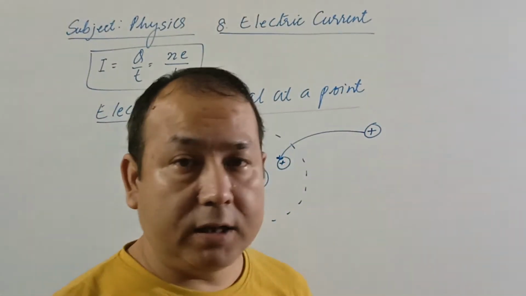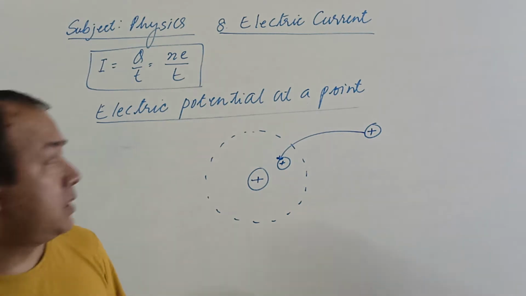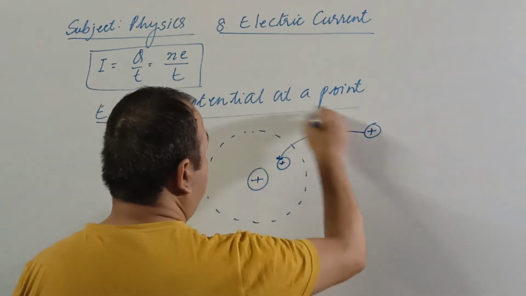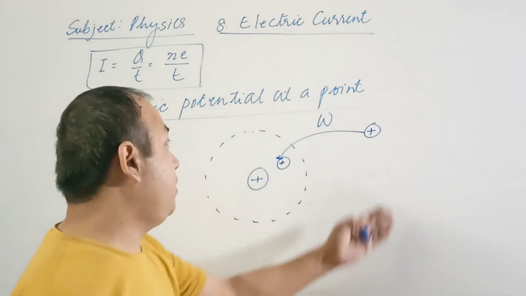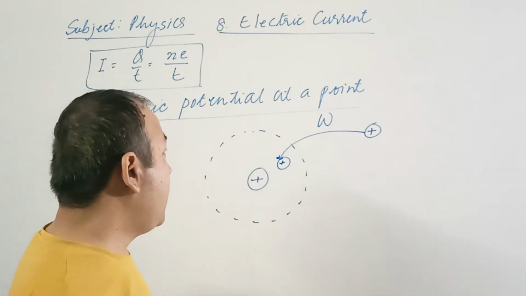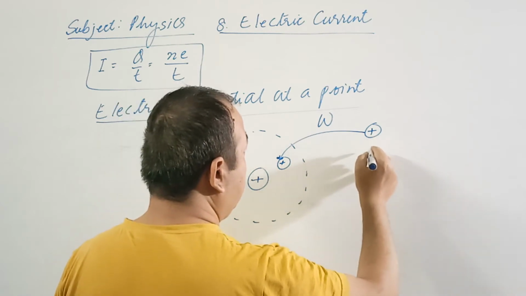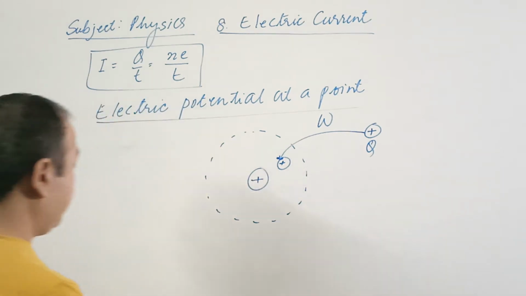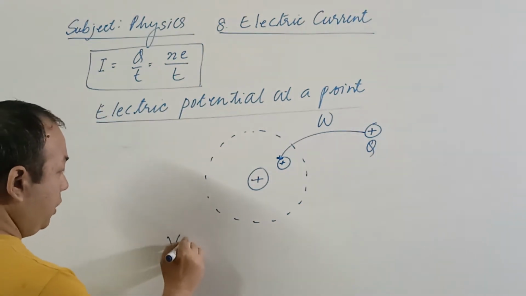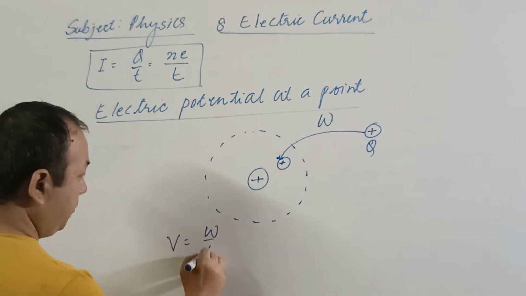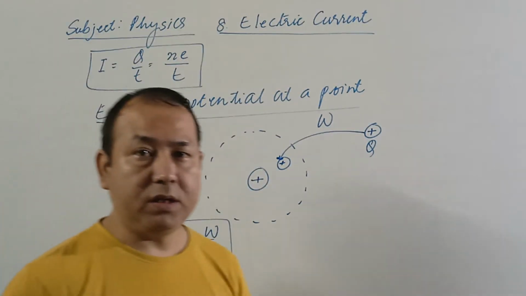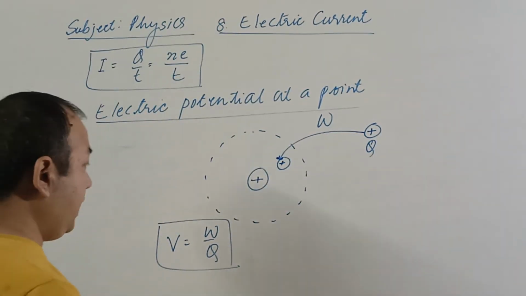Just now I explained electric potential at a point. Now comes the SI unit of electric potential and the mathematical expression. Let us suppose that W amount of work is done to bring a unit positive charge from infinity to a point. And the charge associated with this positive charge, let us take it as Q. Then the potential difference, which is denoted by V, is mathematically given by W by Q. So this is the mathematical expression of electric potential at a point, that is V is equal to W upon Q. And the next thing is the SI unit.